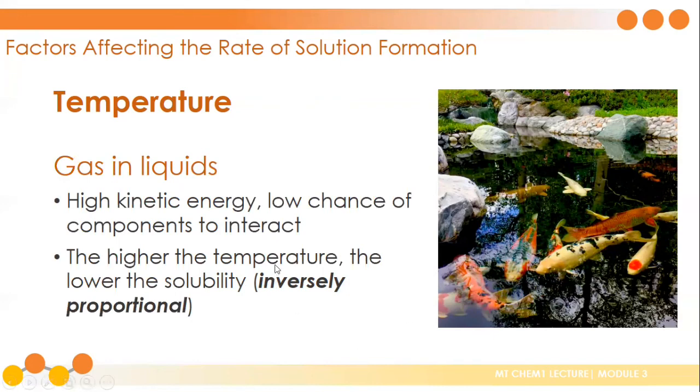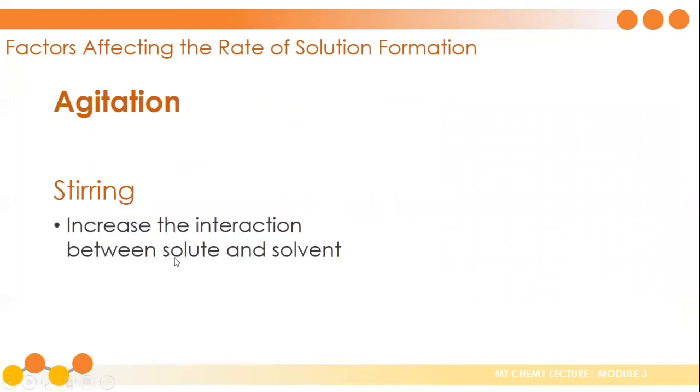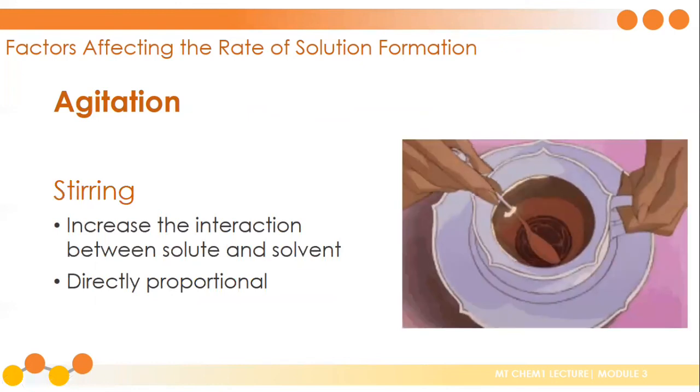Next, we have agitation, or what we call stirring. It increases the interaction between the solute and the solvent because you are constantly moving the mixture or the solution. You are also making the components interact with each other. So this is directly proportional. The more you stir, the faster you stir your solution, the higher the solubility is, the higher the chance that your solute will dissolve and mix with your solvent.